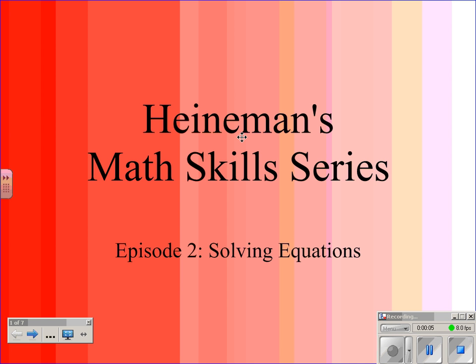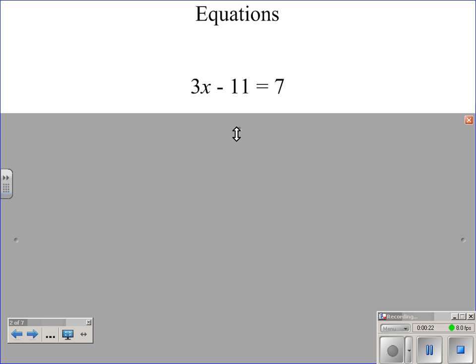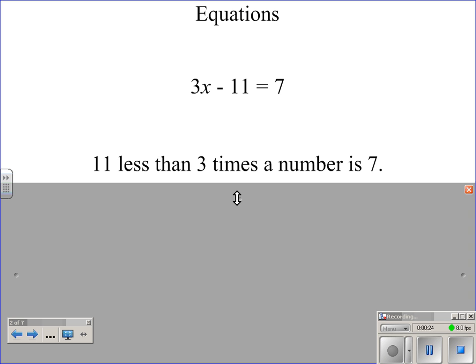Solving equations. In mathematics, equations can be thought of like sentences. This equation, 3x minus 11 equals 7, can be thought of like a sentence in English: 11 less than 3 times the number is 7. This equal sign means that these two statements or expressions are equivalent.